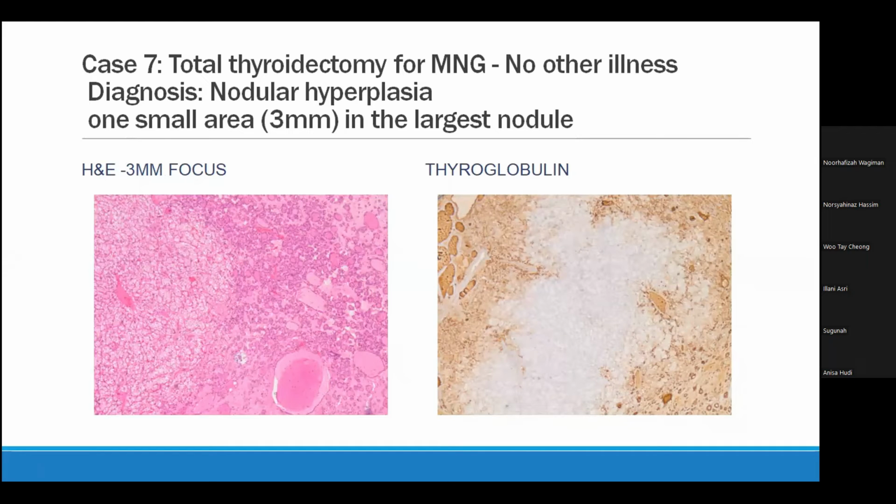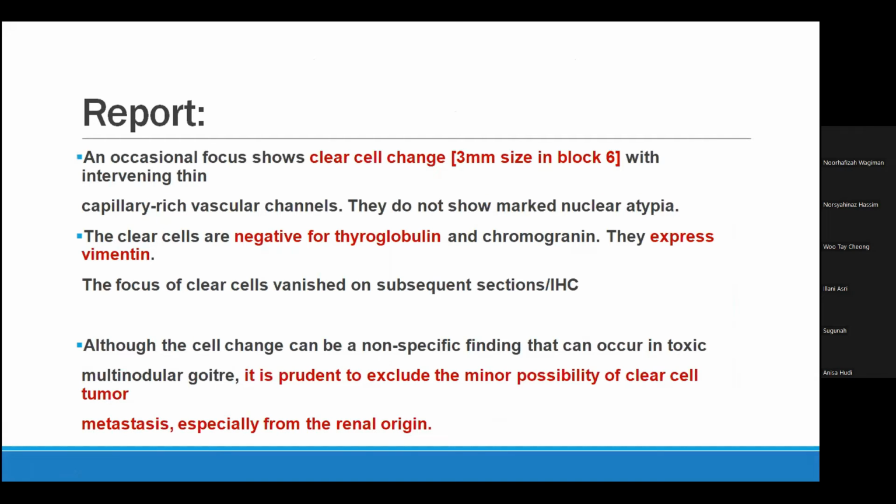This patient was operated on for nodular hyperplasia. This patient had no other illness. When we sampled the largest colloid nodule, incidentally, I found again this population, a 3 mm focus in one of the adenomatoid nodules. This population was negative for thyroglobulin, exactly this group. And then what happened was I attempted many other markers and everything vanished during the subsequent immunohistochemistry.